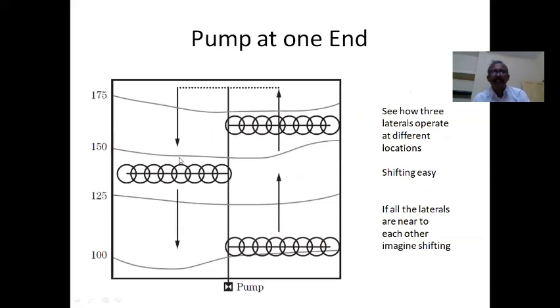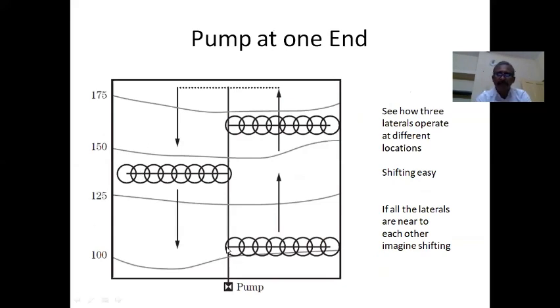And this is another case. Here, if you look, the pump is not at the center. It is at one boundary, and that too at the downstream. See here, this 175 contour, and the slope is this way. In this case, see how the layout has been done.